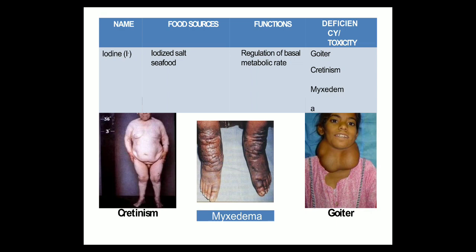Hypo means below normal range. Okay, here the thyroid gland secretes less thyroid hormone. Okay, this is the condition that occurs when your body doesn't produce enough thyroid hormone. Okay, the pictorial shows the various conditions. First, cretinism, myxedema, and goiter.